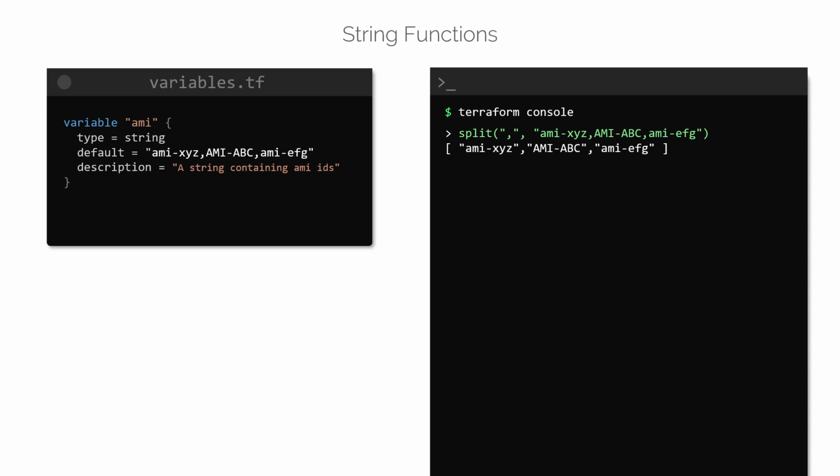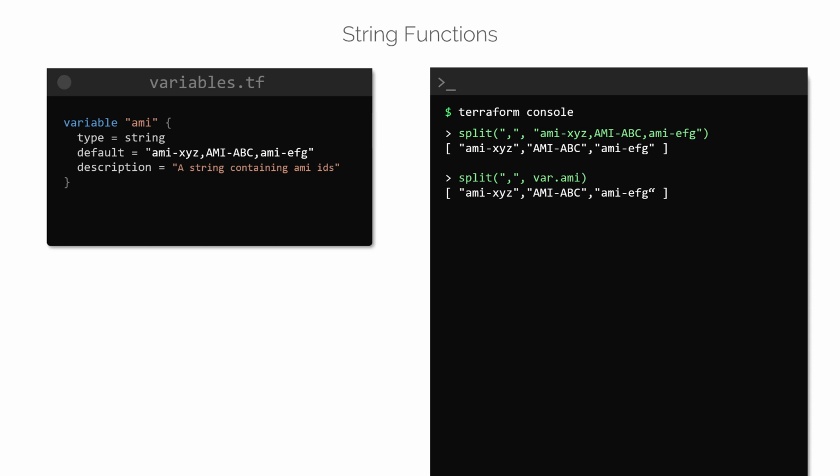To split the string to a list containing 3 elements, we can use the split function with the separator, which is comma, and the complete string, like this. Notice that the output is a list now. Just like before, let's also make use of a variable and test this function. Here, we have a variable called ami with the same string. Passing in the variable as the second argument to this function, comma being the first, we get the same result as before.